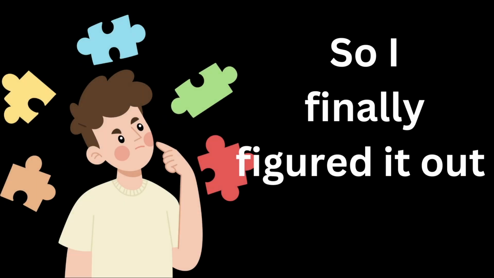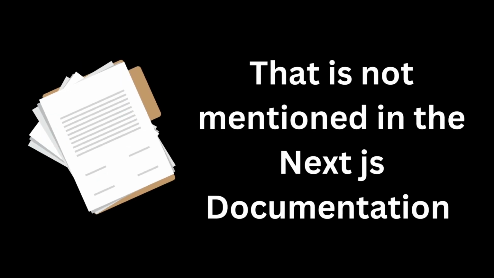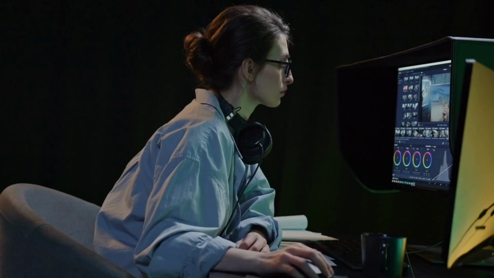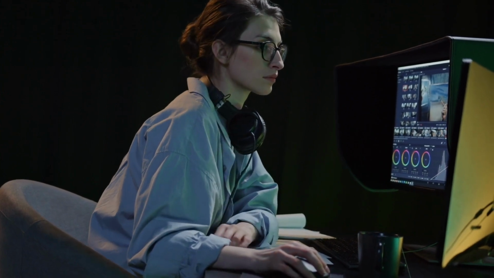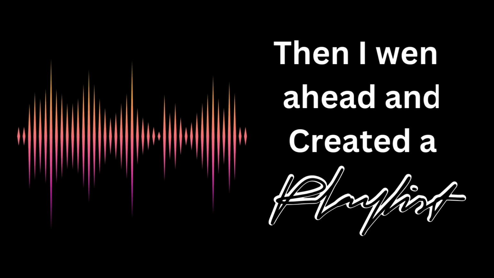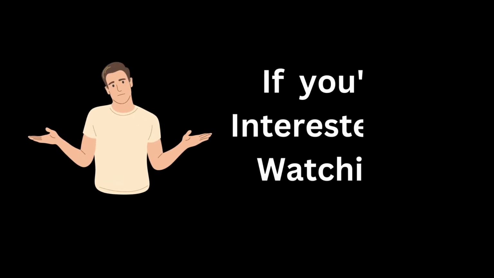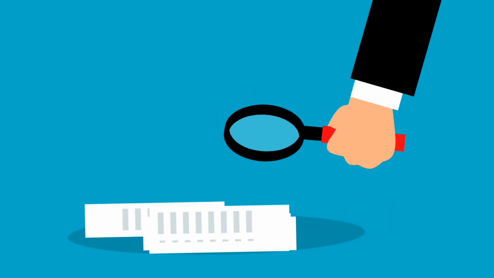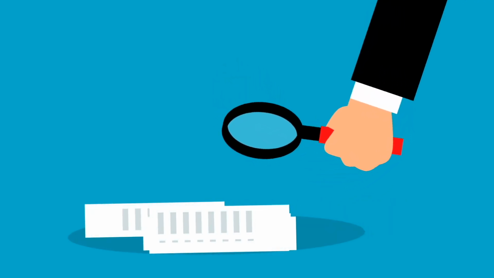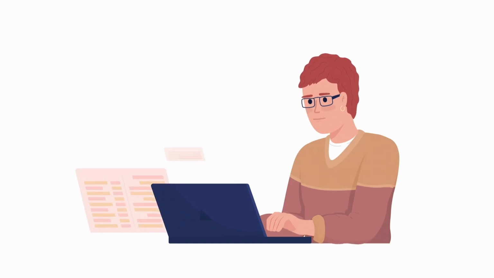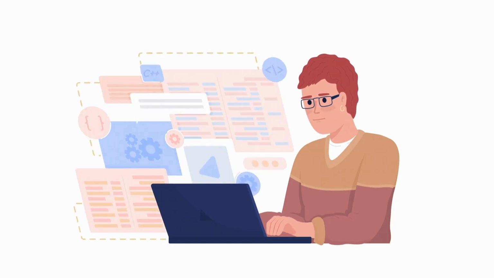I finally figured out this is a bug related to API route handlers that is not mentioned in the Next.js documentation. This has happened so often, and I've made so many videos about this, that I went ahead and created a playlist of Next.js API route handler videos. A link to the playlist will be in the description below, and also at the end of this video, if you're interested in watching. There are so many little things that are not in the documentation that can break your production app. You may even find that things work in development, but once you get to production, your route handlers are broken. Well, this is another situation.